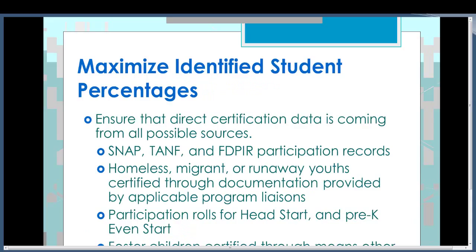Another thing you can do in advance of the April 1st identified student date is to maximize your ISP. And you can do this by ensuring that you're capturing the identified students from all possible sources. This will allow you to get the highest ISP and, in turn, the highest federal reimbursement.